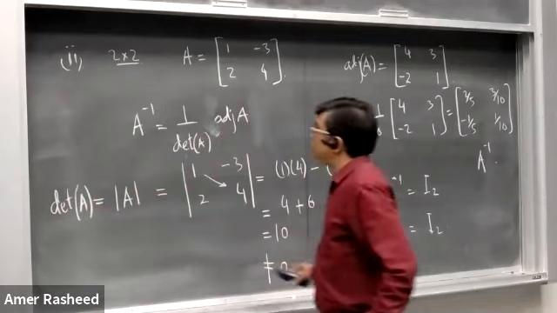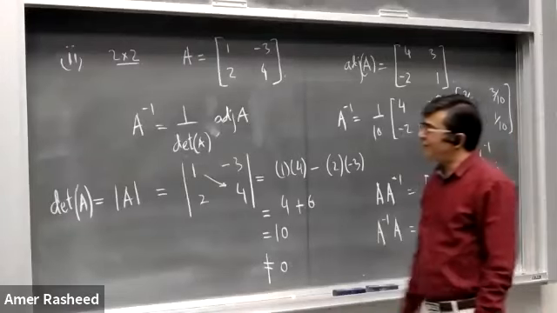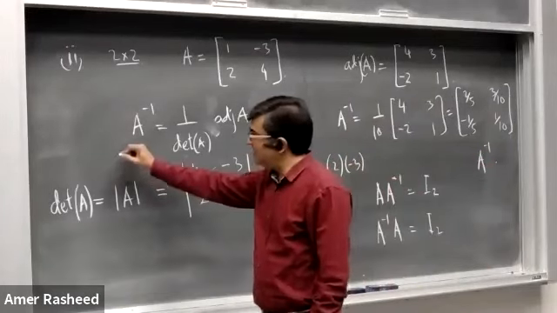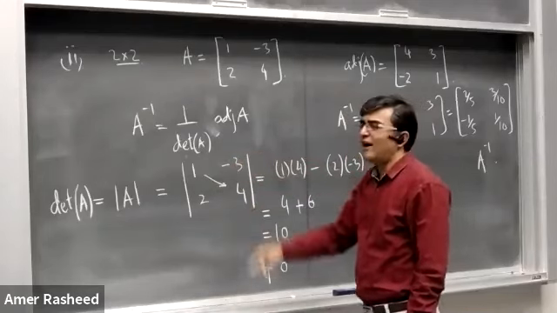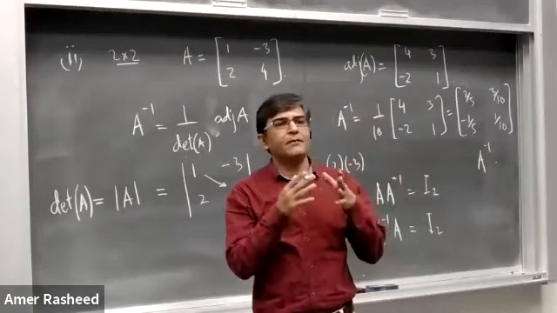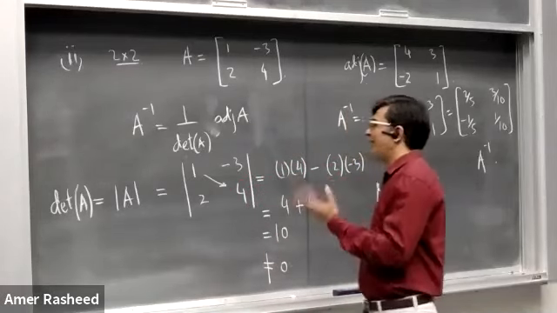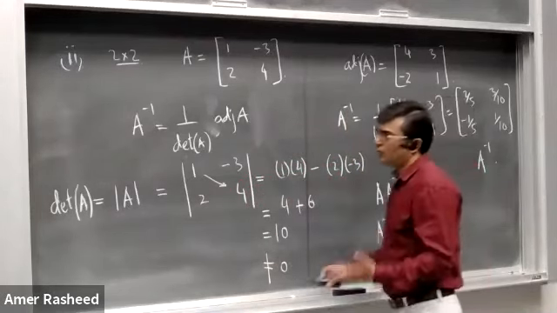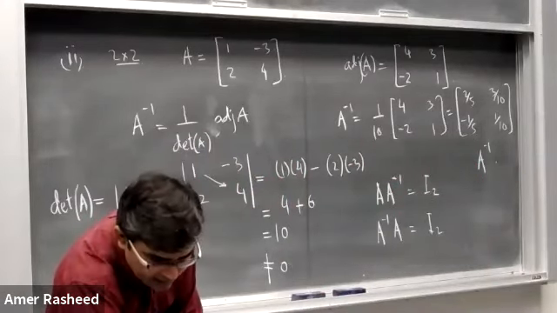Now, in order to generalize this definition for higher order matrices, first we need to generalize this definition of determinant. How to find determinant of matrices of higher order, 3 cross 3, 5 cross 5, 10 cross 10, and so on. Okay, if you have any question, you can ask me.